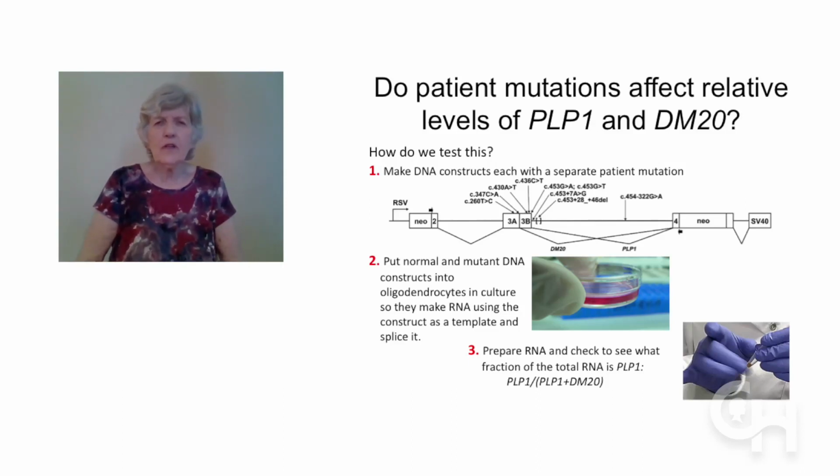Then we put the constructs into oligodendrocytes growing in culture dishes, and they take up these DNA constructs. They make RNA from them and splice the RNA. Then we prepare the RNA from the cells and perform an assay to determine relative levels of PLP1 and DM20 forms that are made. These are our results for an experiment testing 9 mutant constructs.